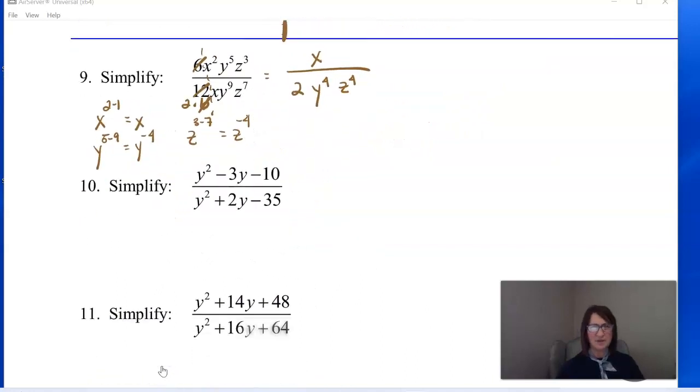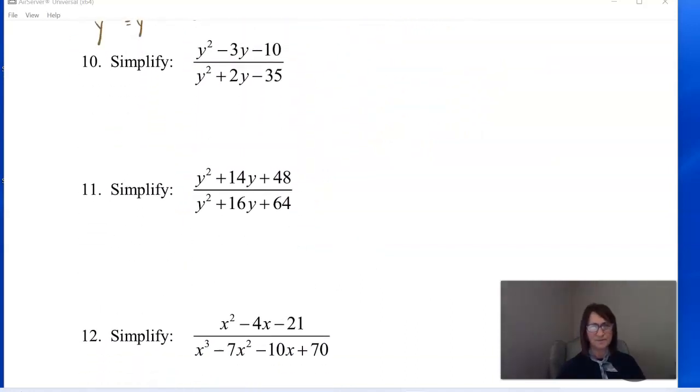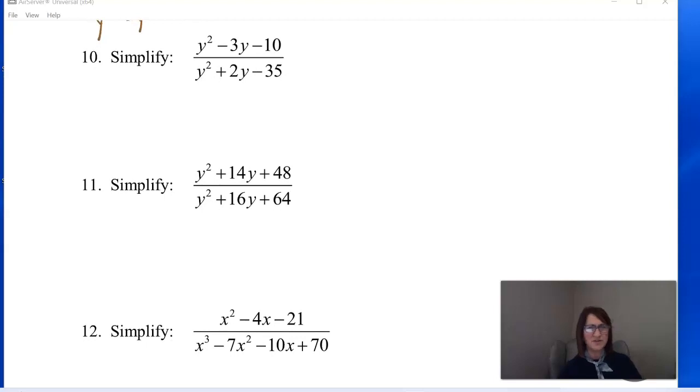So we're going to simplify this. And so the first thing we need to do is factor our numerator. For that 10, I'm going to use a 5 and a 2. So that's going to be y minus 5, y plus 2.